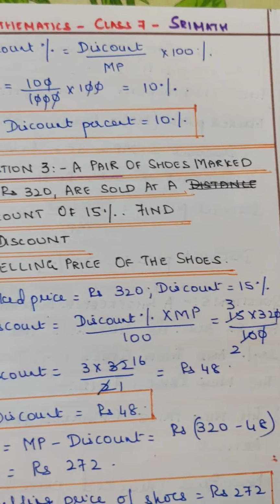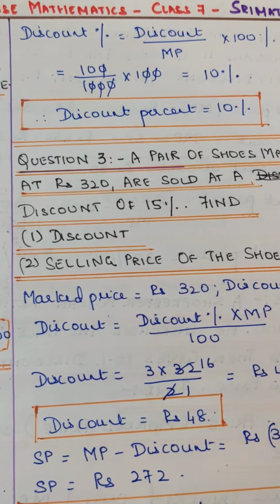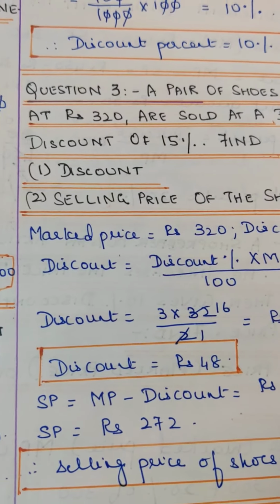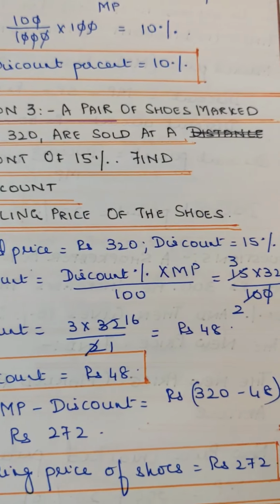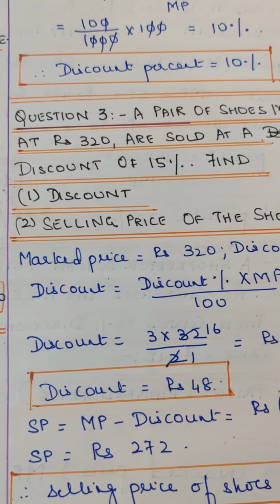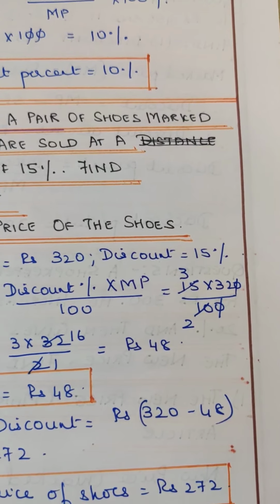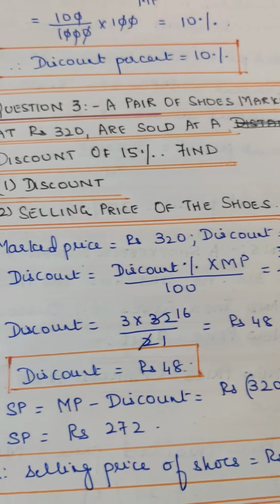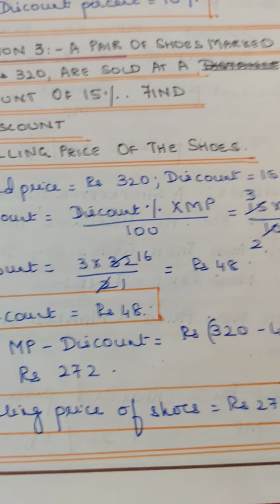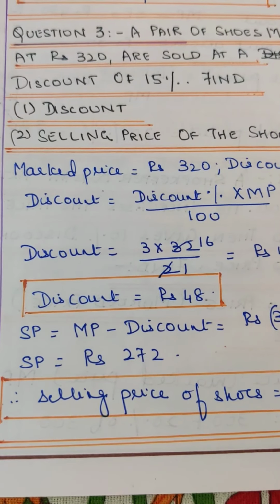A pair of shoes marked at rupees 320 are sold at a discount of 15%. Find the discount and find the selling price of the shoe. What is the mark price? The mark price is rupees 320. Discount is equal to 15%. So therefore, the discount is equal to discount percent into mark price by 100. That is equal to 15 into 320 by 100. That is equal to 3 into 32 by 2. That is equal to 48. Therefore, the discount is equal to rupees 48.